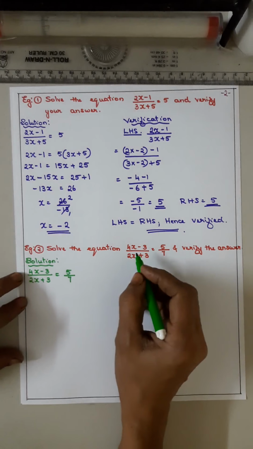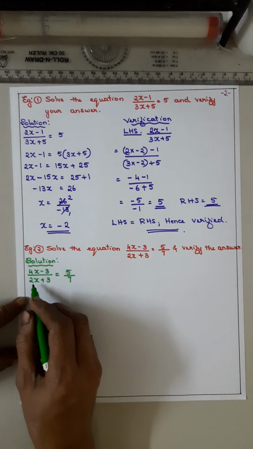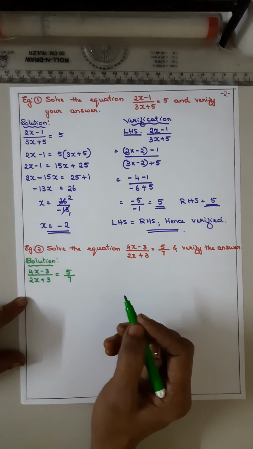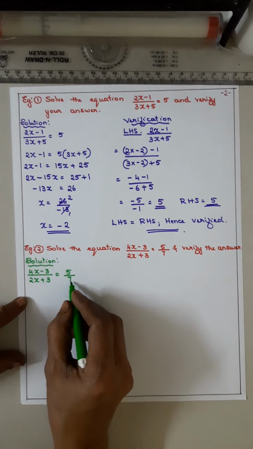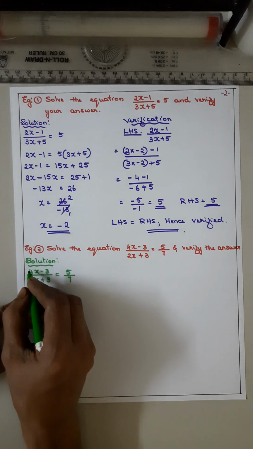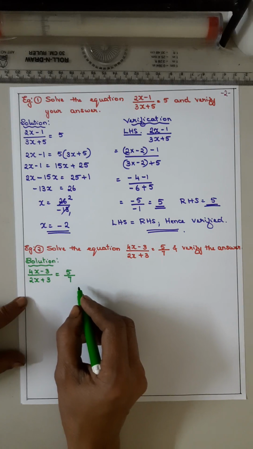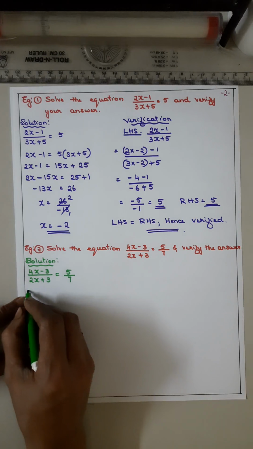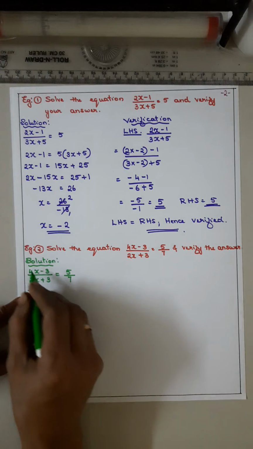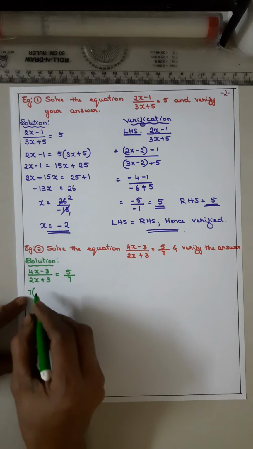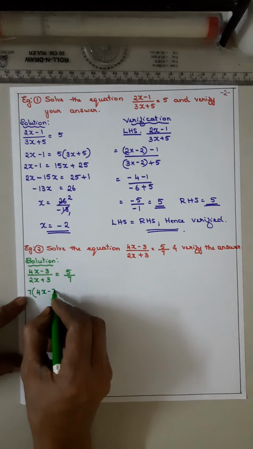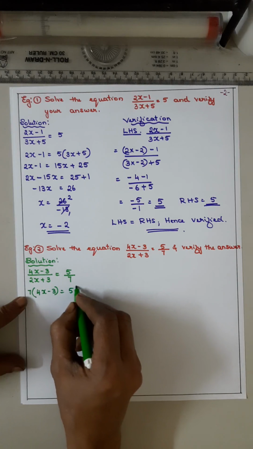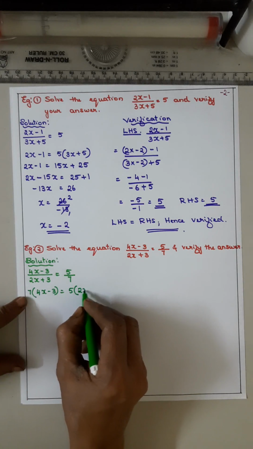It is 4x minus 3 upon 2x plus 3 is equal to 5 by 7. Now when you cross multiply, the numerator should be multiplied by the denominator of the right side, isn't it? So it becomes 7 bracket 4x minus 3 is equal to 5 into bracket open 2x plus 3.